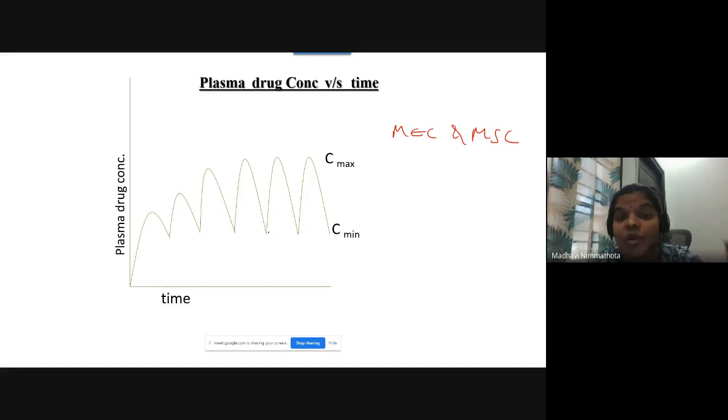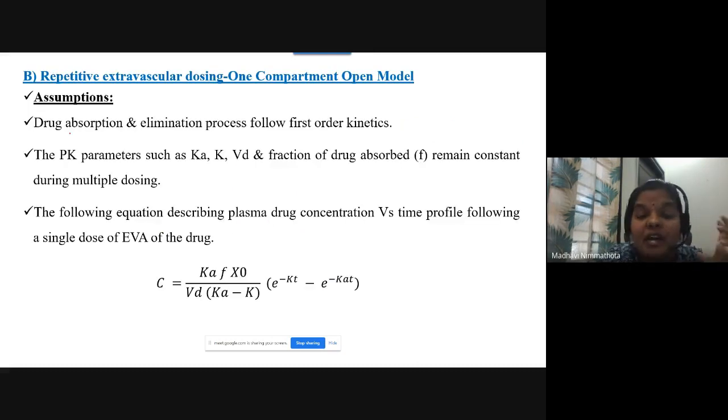through oral administration. Then what are the assumptions that can be followed? This repetitive extravascular dosing through one compartment open model has the following assumptions. Drug absorption. See ma'am, here we are taking the drug through the oral route. So definitely there is a need to calculate absorption and elimination, right?